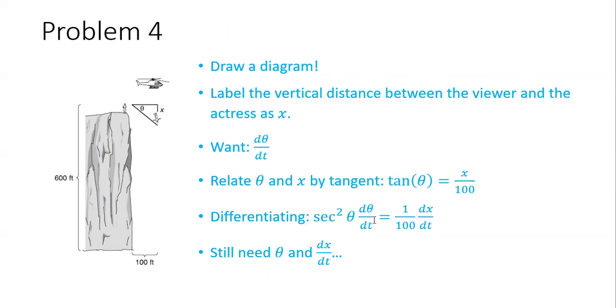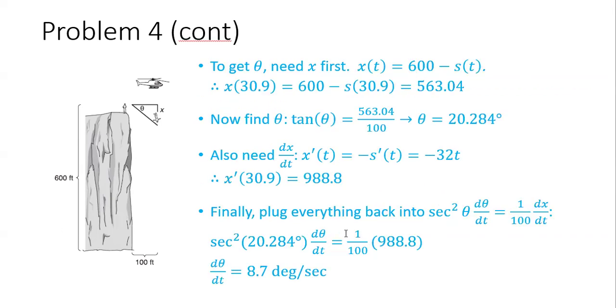So let's put everything back into this equation over here that we found earlier, because we were trying to get all the pieces. We want d theta dt. We just found what theta is, so we can find secant squared theta. We found what dx dt is as well. So plug everything in, start solving for d theta dt, and you get 8.7 degrees per second.